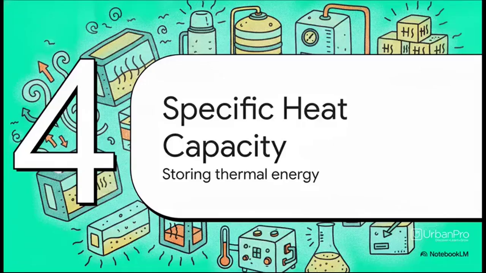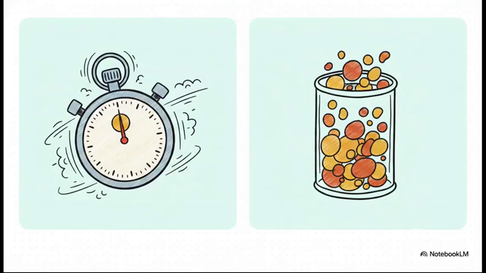Let's move on and see how this builds in Section 4, specific heat capacity. It really helps to compare these two concepts side by side. Newton's law was all about time and speed, how fast heat moves. Specific heat capacity, on the other hand, ignores time entirely. It measures how much thermal energy a given material can absorb before its temperature even rises. Think of it like this. It's about storage, not speed.